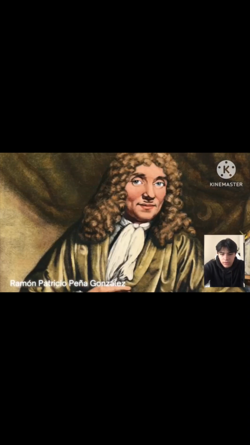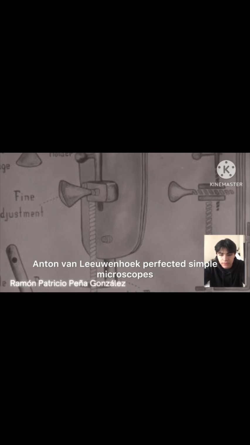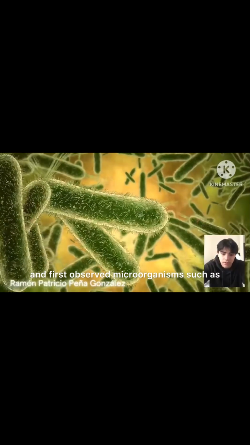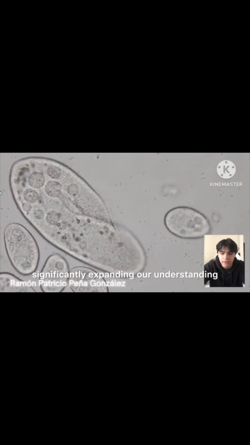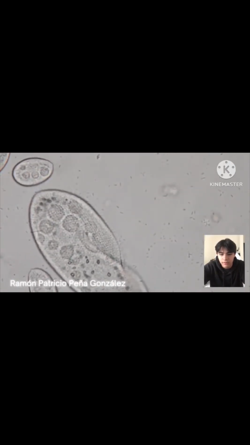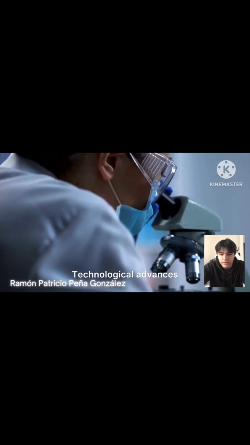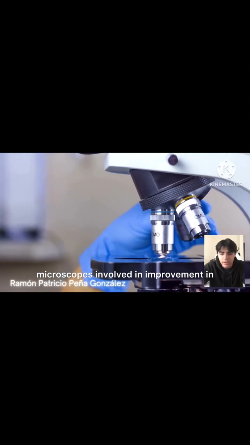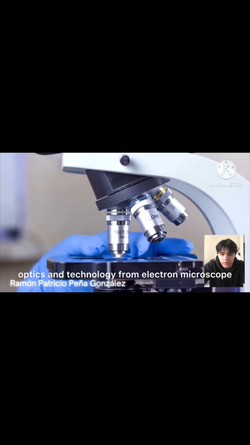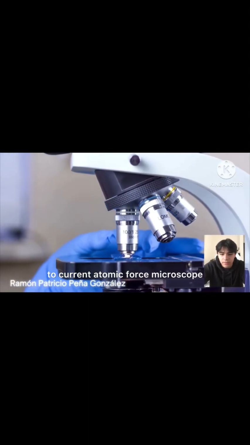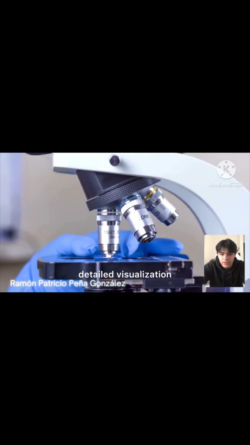Anton van Leeuwenhoek in the 17th century perfected the simple microscope and first observed microorganisms such as bacteria and protozoa, significantly expanding our understanding of the microscopic world. Technological advances: over time, microscopes evolved with improvements in optics and technology, from the electron microscope to the current atomic force microscope, enabling increasingly detailed visualization.